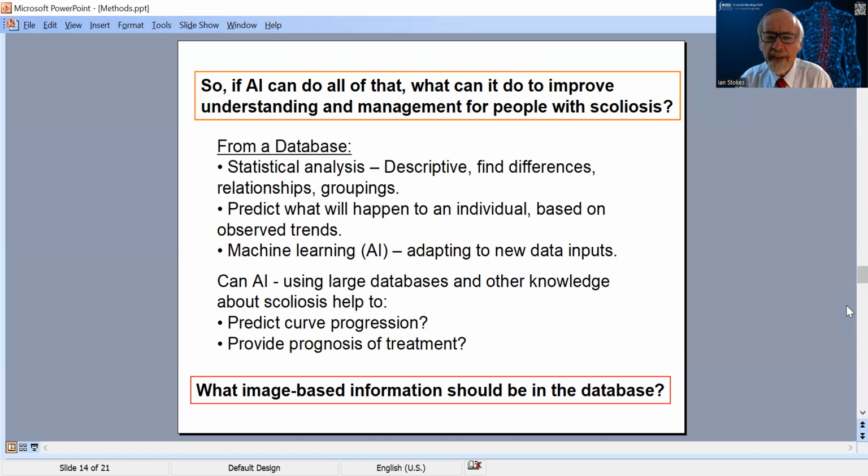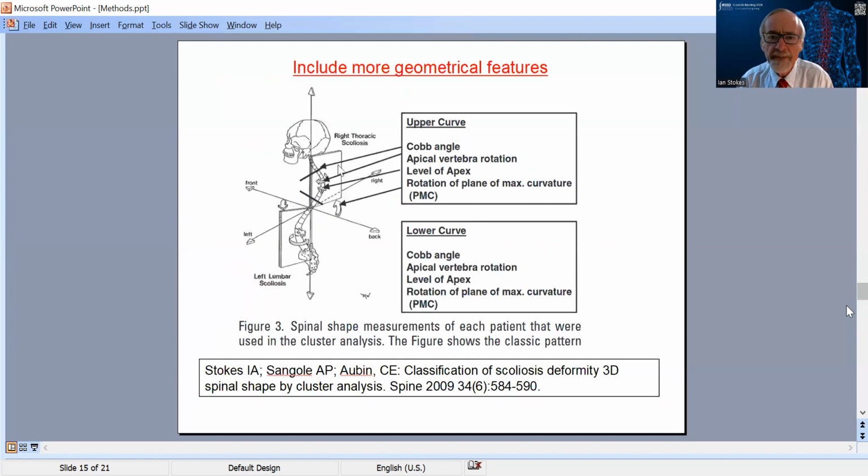Well, first, what image-based information should be included in that database? Here was an attempt to incorporate several geometrical measurements into an analysis: Cobb angle, apical vertebral rotation, the level of the curve apex, and rotation of the plane of maximum curvature, for an upper curve and a lower curve in each patient.